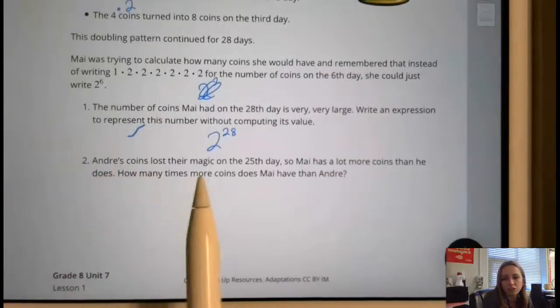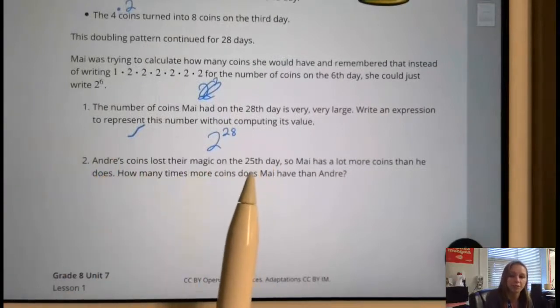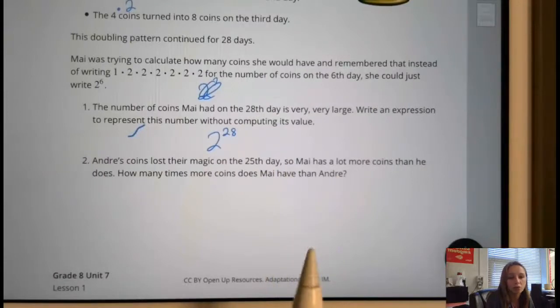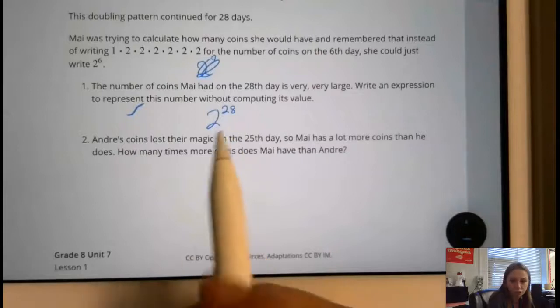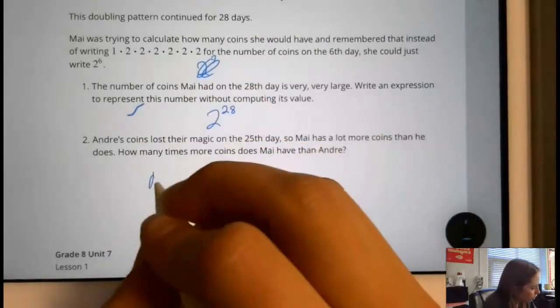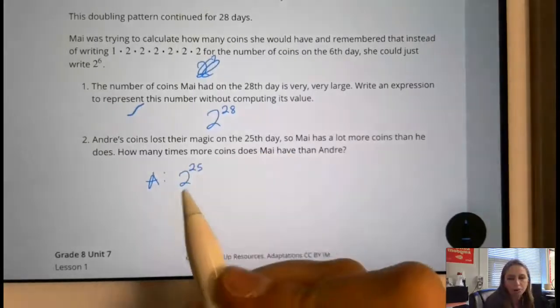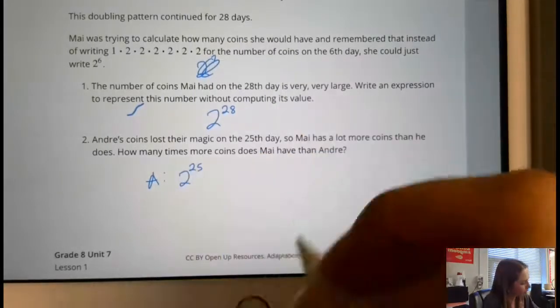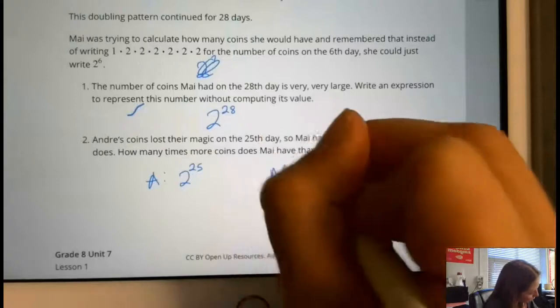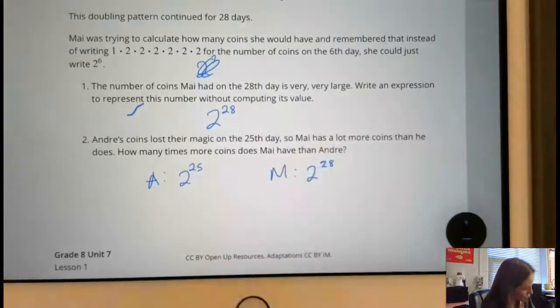Alright, so now it says Andre's coins lost their magic on the 25th day. So Mai has a lot more coins than he does. How many times more coins does Mai have than Andre? Alright, so first let's write an expression for Andre. So Andre's would be 2 to the 25th power because it stops on the 25th day. And Mai's was 2 to the 28th because that's what day it stops.